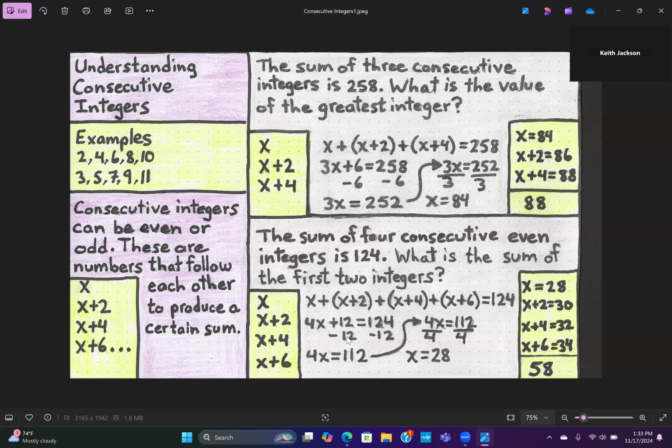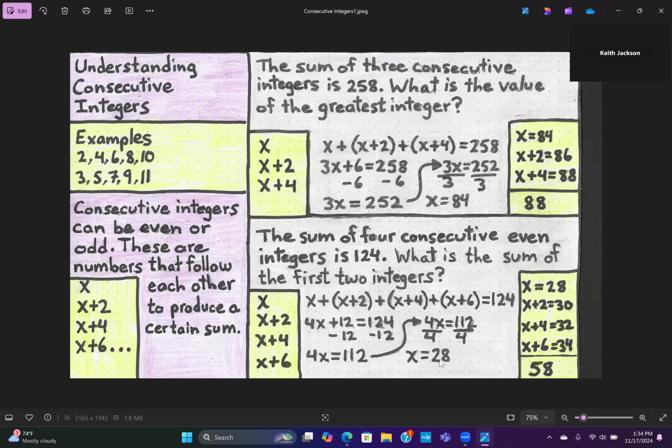Let us subtract 12 from both sides so we can get the x as close as possible all by itself. When we subtract 12 from both sides, we find that 4x is equal to 112. In order to find out what x is, we're going to divide both sides by the coefficient 4. When we do that, we will discover that x is equal to 28. So when 112 is divided by 4, x will equal 28.